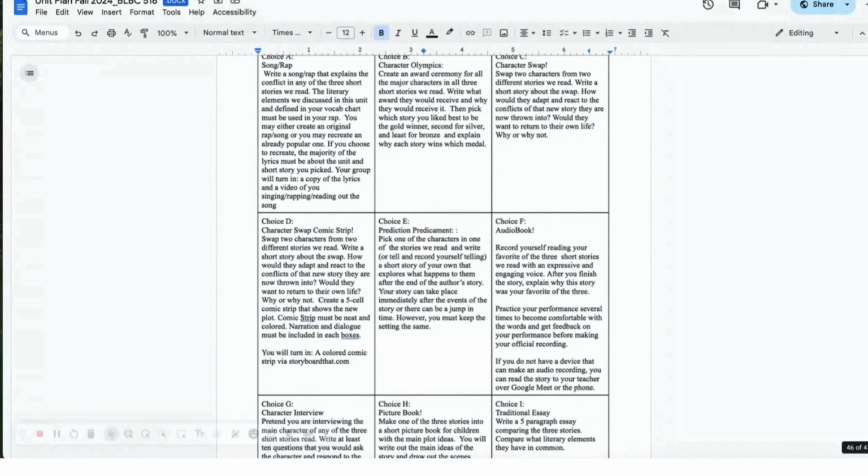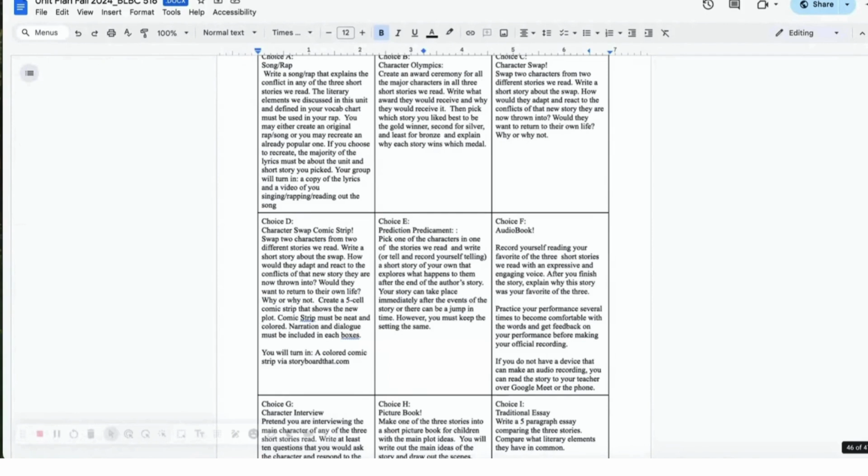They can do character Olympics, where they create an award ceremony for all the major characters in all 3 of the stories. They would write about what they would receive and why, and then they pick which story they would like the best as a gold winner, a 2nd place, and then a 3rd place winner, and explain why they felt these medals were deserved.